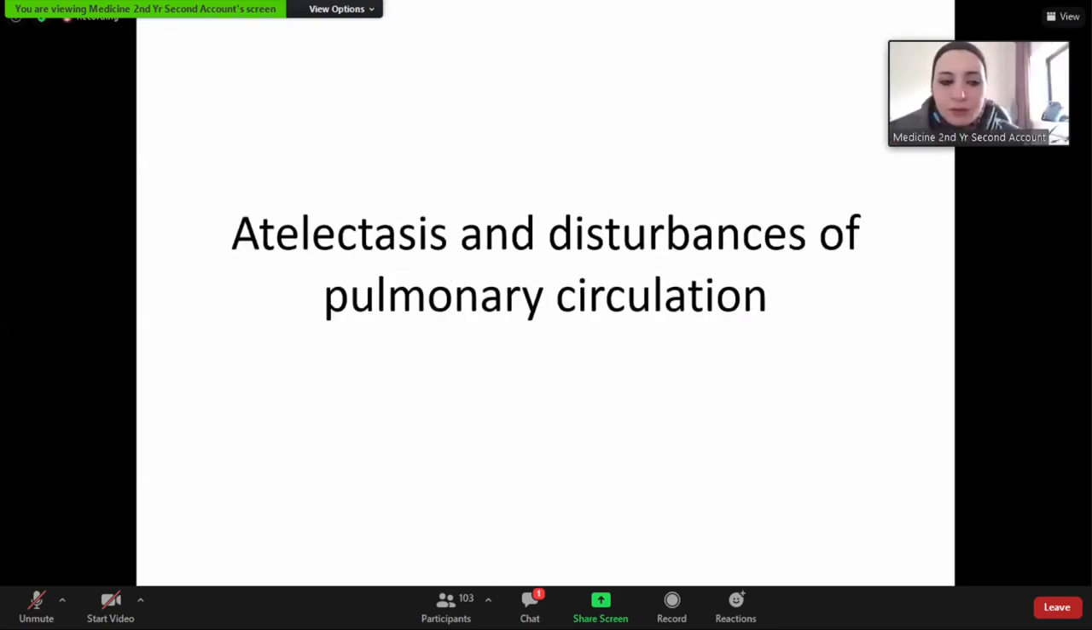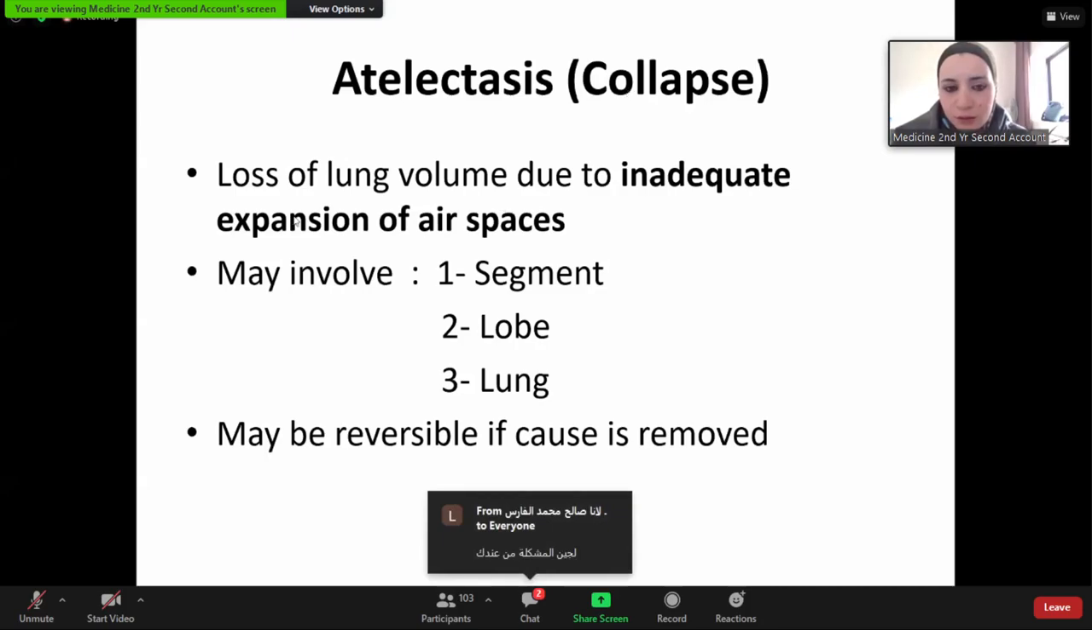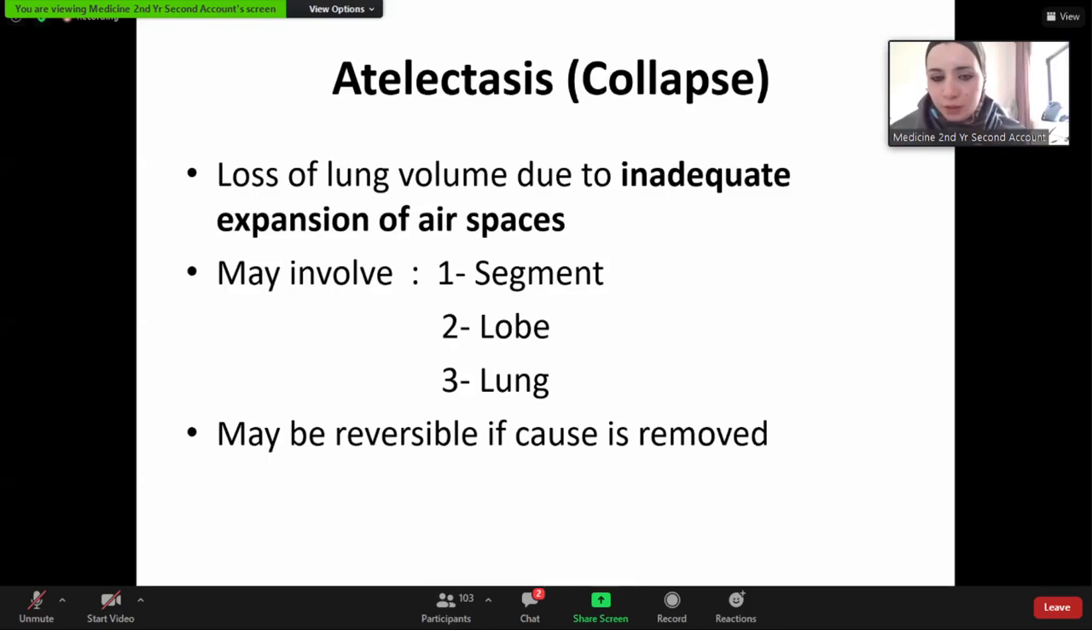So we'll start with atelectasis. Atelectasis, or in brackets collapse, is the loss of lung volume due to inadequate expansion of the air spaces. So what happens with atelectasis in a very simple way?